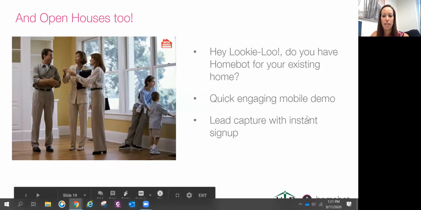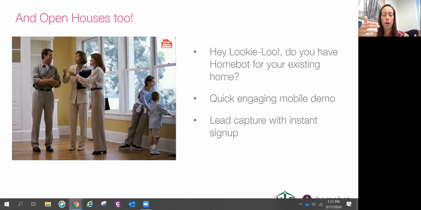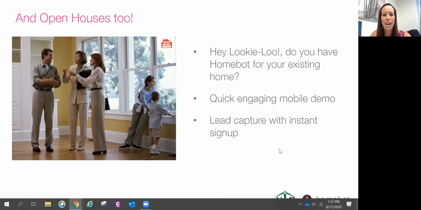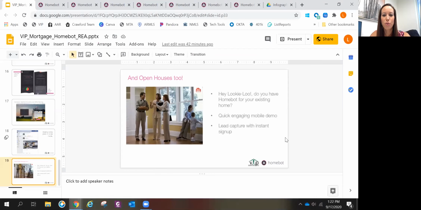And then, like I said, with instant sign up on your phone or on their phone, they can sign up under your Homebot and receive those reports from you. So really helpful. All right, so that is the end of the presentation part. And now is going to be the more practical side where I actually go into Homebot and show you what it looks like and how the user functionality works and how the dashboard is and all of that.